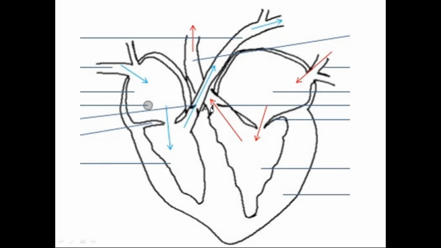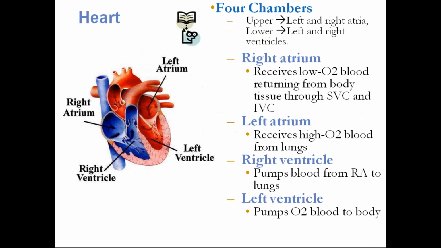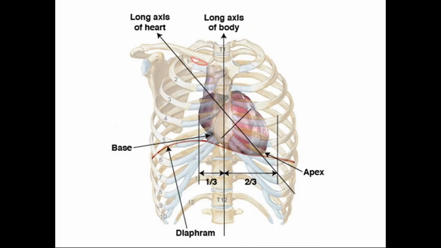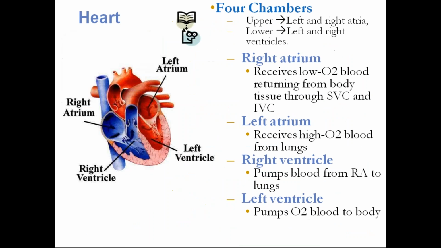So we have three septums: the interatrial septum, the interventricular septum, and the atrioventricular septum. All right, so let's keep going. Okay, so those are the three septums that we're talking about. Now we have the four chambers. The four chambers are the two atriums on the top and the two ventricles below.